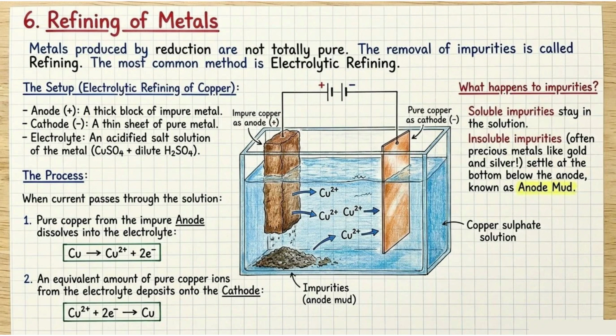But where do the impurities go? The soluble ones just dissolve harmlessly. But the heavy, insoluble impurities, which are often precious metals like gold and silver, literally fall to the very bottom of the tank, right below the anode. And this valuable pile of sludge is famously called anode mud.